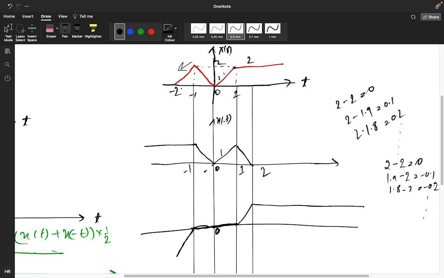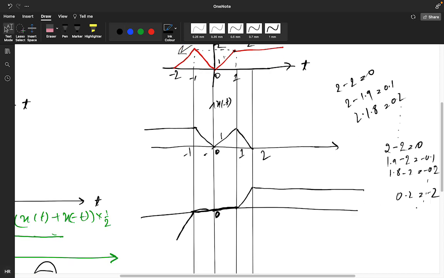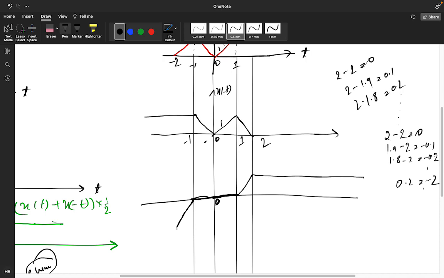Okay, and at what point will it become constant? When it becomes 0. So 0 minus 2, you will get minus 2. So the curve you will get like this. So this is your x of t minus x of minus t. Now what you have to do, this value is 2, this value is minus 2, you have to divide by 2. So divide by 2 means it will become 1.